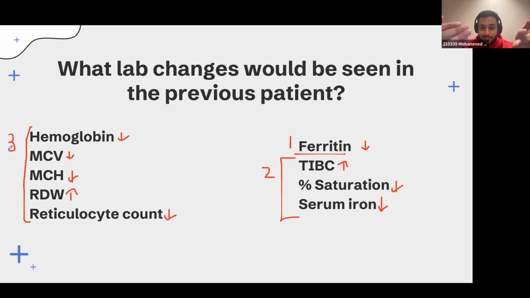And when you're treating iron deficiency anemia, it's going to be the direct opposite. Okay, so the first thing that will go up and fix is hemoglobin, MCV, MCH, then the percent saturation, TIBC, and all these things, then ferritin. Okay, so it's the opposite when you're treating it. So I want to make that very clear.